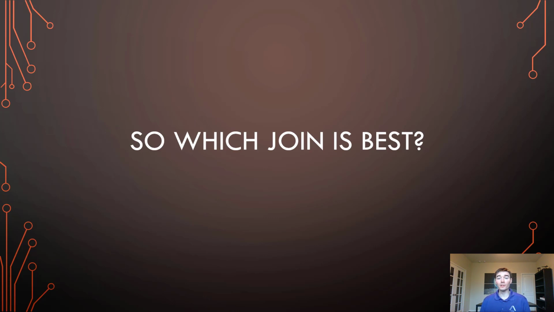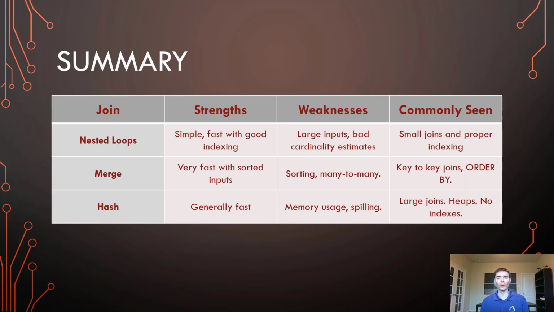So which join is best? Well, it really depends. I'm sure you've never heard that before. If I had to summarize it, it would look something like this. Nested loops is what you're going to see most often in an OLTP environment: just a handful of rows, plenty of indexes. Merge join, if you already have sorted inputs, is probably going to be the fastest.